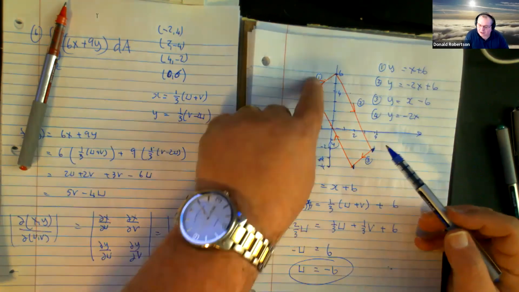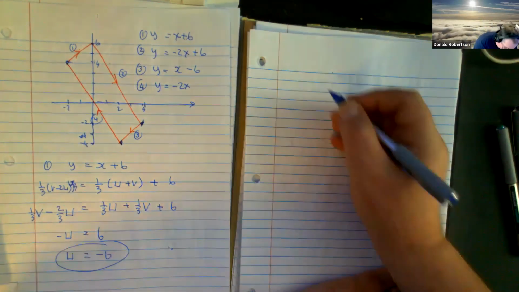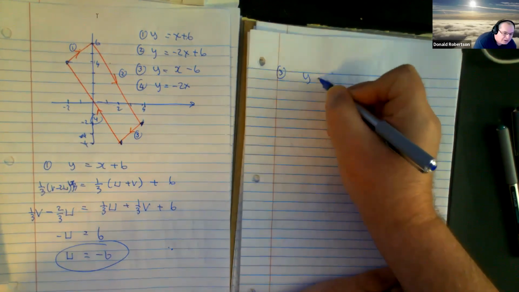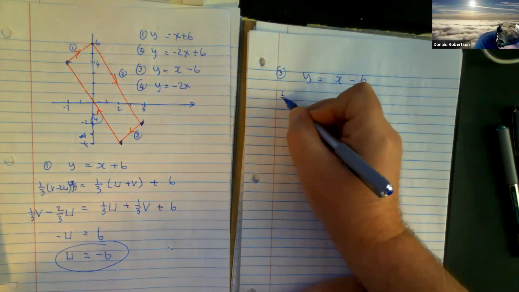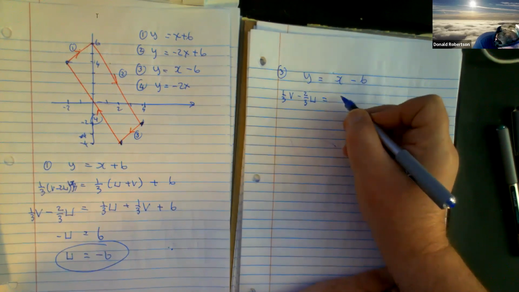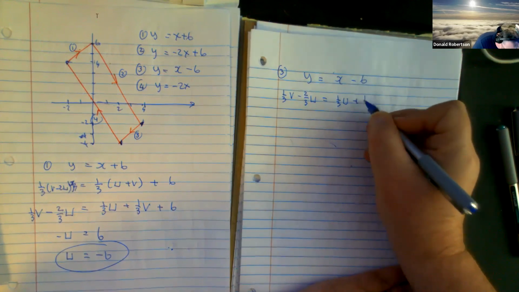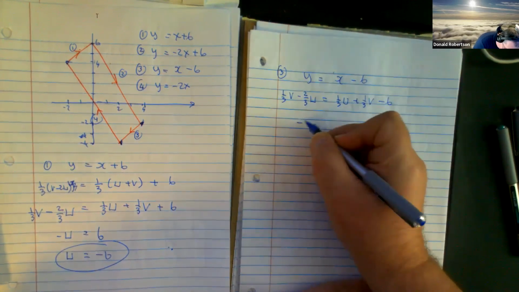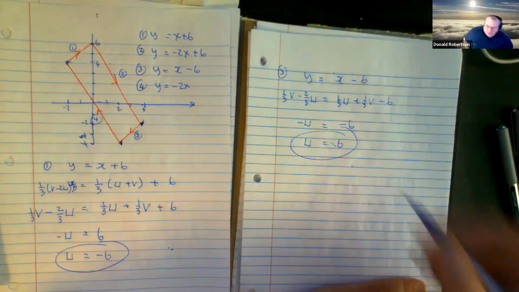I'm pretty sure that line 3 is probably going to generate something similar. So I'm going to do line 3 next. And it should come out and say u is 10 or u is 5 or 1 or whatever. So line 3 is y equals x take away 6. So it's 1/3 v take away 2/3 u is equal to x, which is 1/3 u plus 1/3 v take away 6, and you get -u equals -6, you get u equals 6, and that is good news as well.